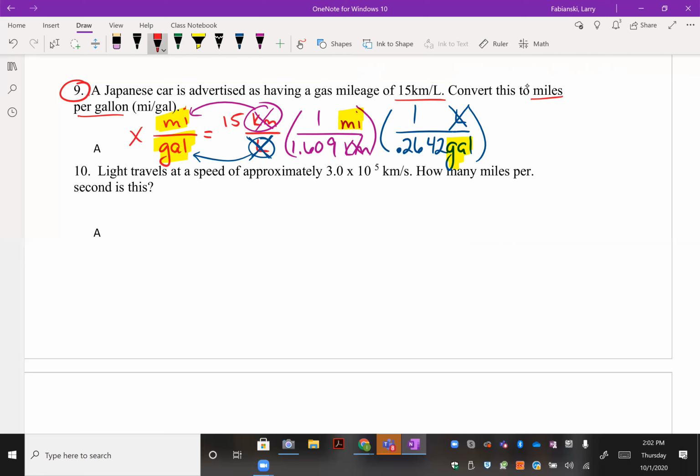That is it. Everything on the top is multiplied. Everything on the bottom is divided. 15 times 1 times 1 divided by 1.609 divided by 0.2642. Looking at our sig figs to begin with, we had 2 sig figs, which means we need 2 sig figs to end with. So the answer is 35 miles per gallon. Excellent.